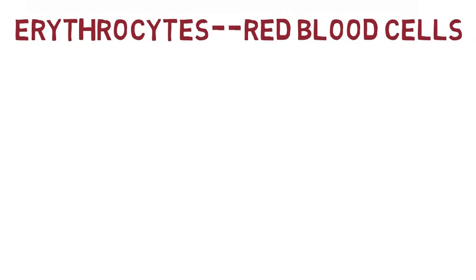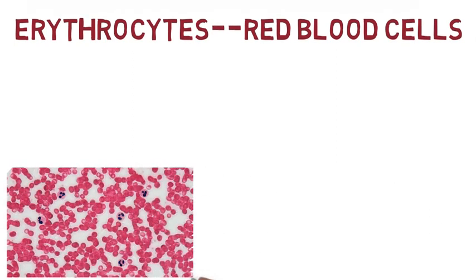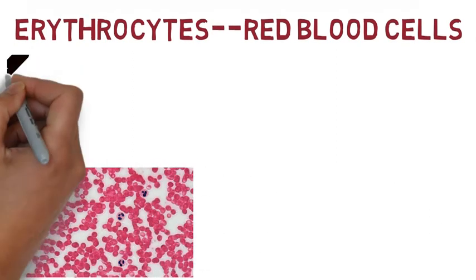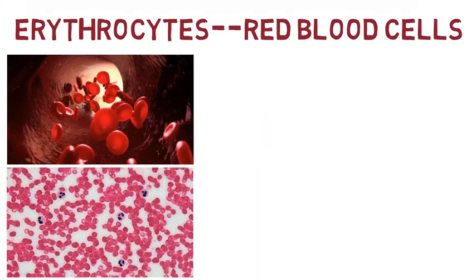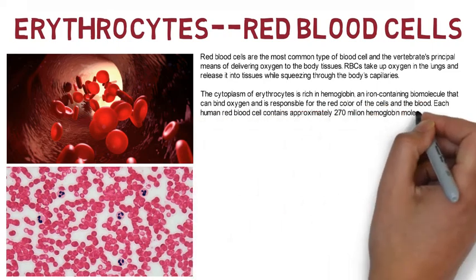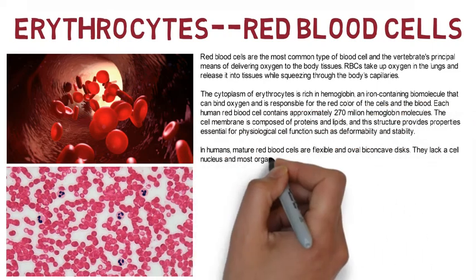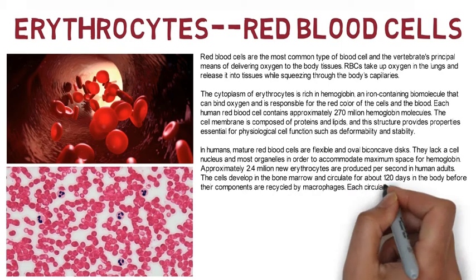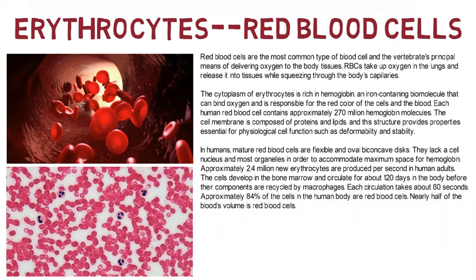Erythrocytes are your red blood cells. Red blood cells are the most common type of blood cell you have, and they're the principal means of delivering oxygen to your body tissues. Red blood cells take up oxygen in your lungs and then release it to your tissues while they squeeze through the body's capillaries. The cytoplasm of an erythrocyte is rich in hemoglobin.